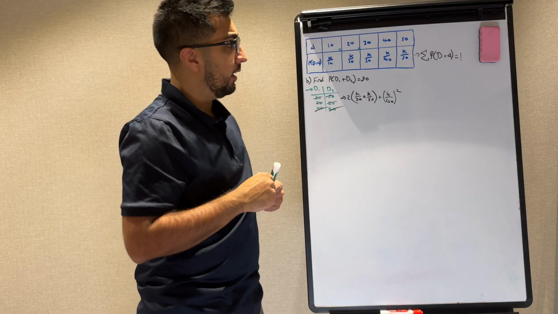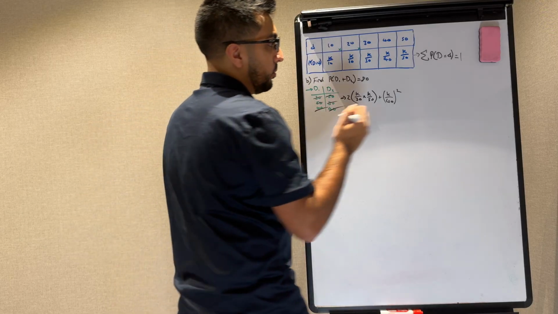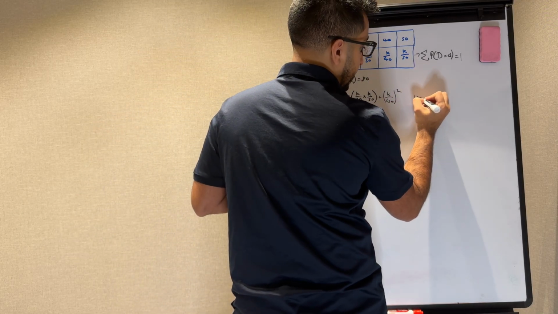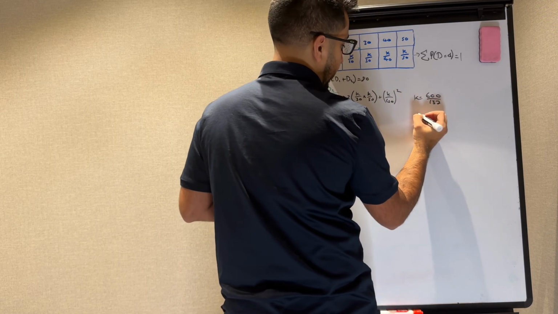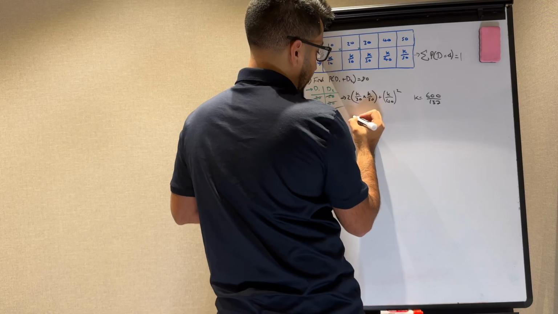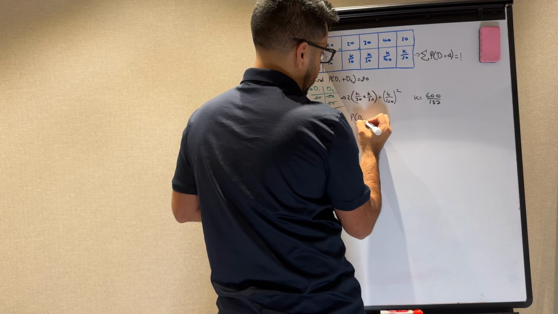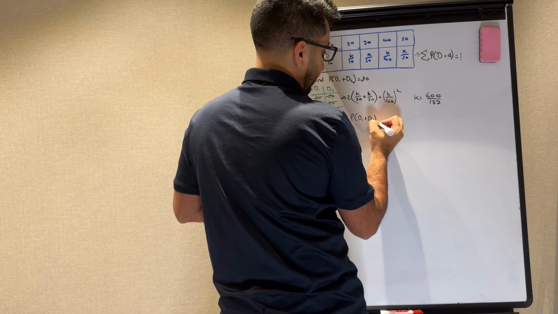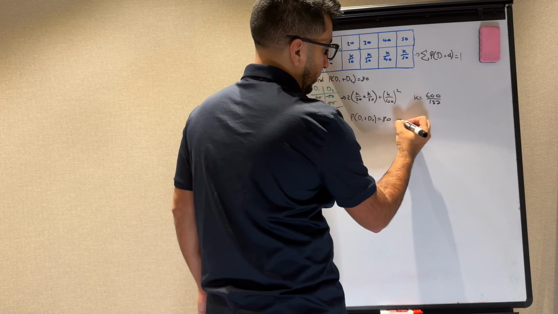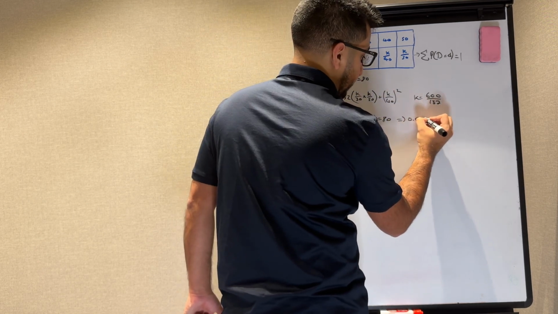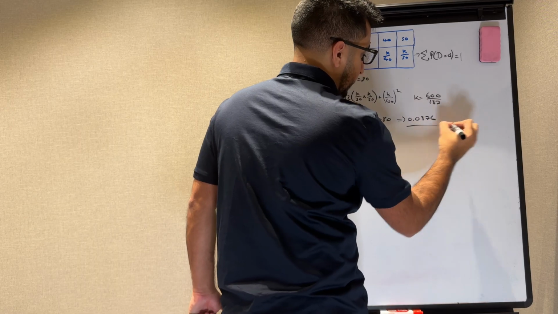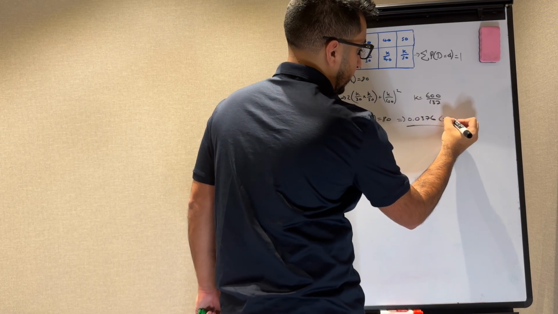We then have the value of k from part A, which was 600 over 137. We can sub it in to find that the probability that d1 plus d2 is equal to 80 would therefore be 0.0376, and that is to 3SF.